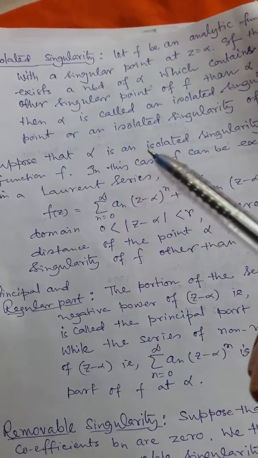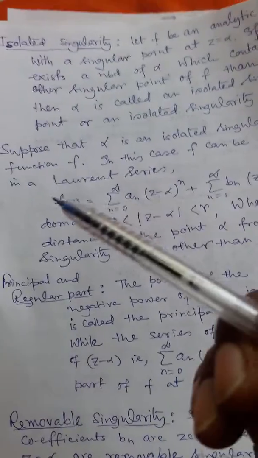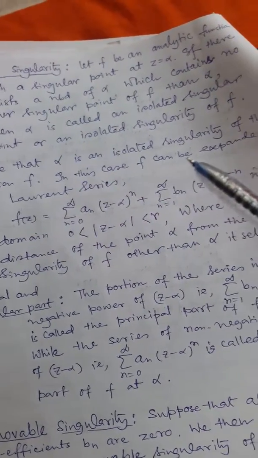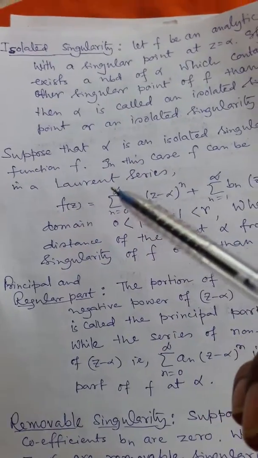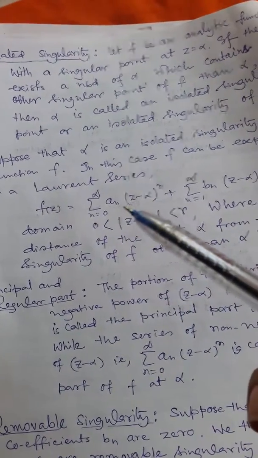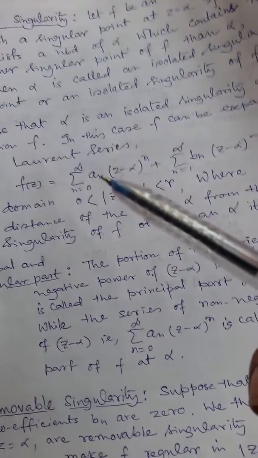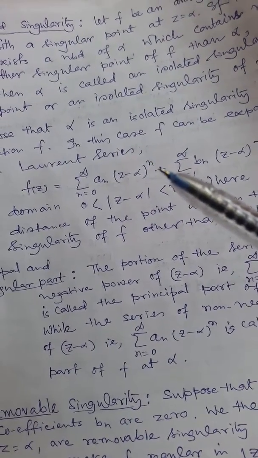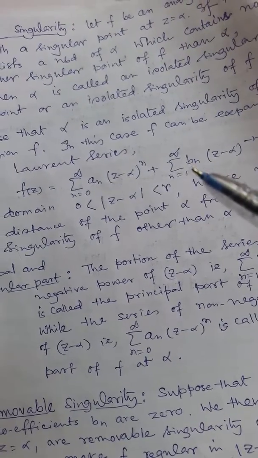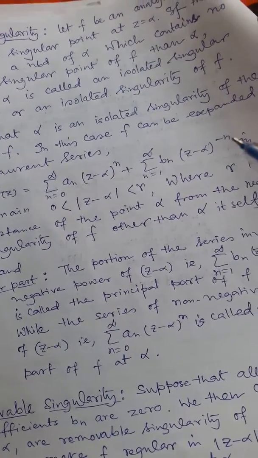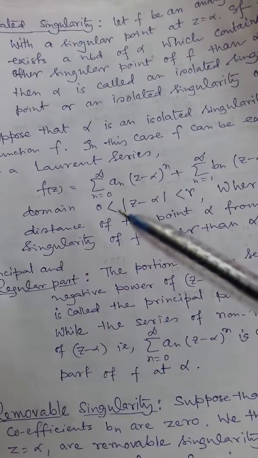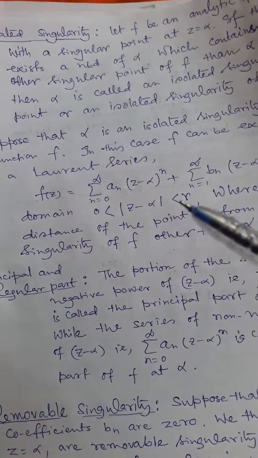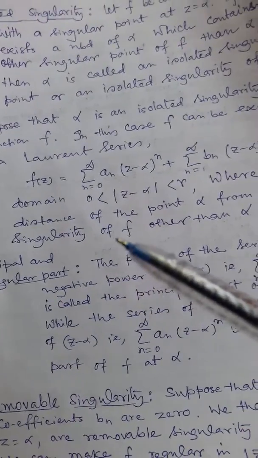Suppose that alpha is an isolated singularity of the function f. In this case, f can be expanded in a Laurent series f(z) equals summation of n equal to 0 to infinity a_n (z minus alpha)^n plus summation of n equal to 1 to infinity b_n (z minus alpha)^(-n) in a domain 0 less than mod of z minus alpha less than r, where r is the distance of the point alpha from the nearest singularity of f other than alpha itself.